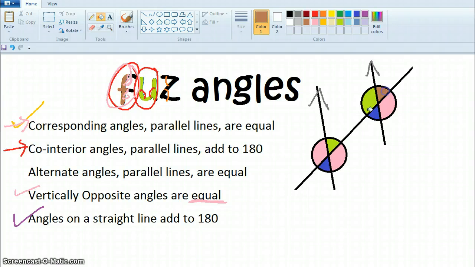It would be that one and that one. Oops, I better get back to that one being pink and that one being blue. That one and that one, what are they? The brown ones? Brown ones, what are they? Corresponding. What about this one and this one? Corresponding. Thank you.